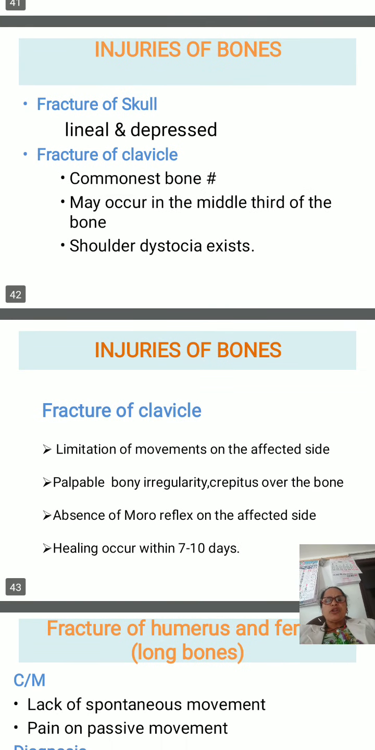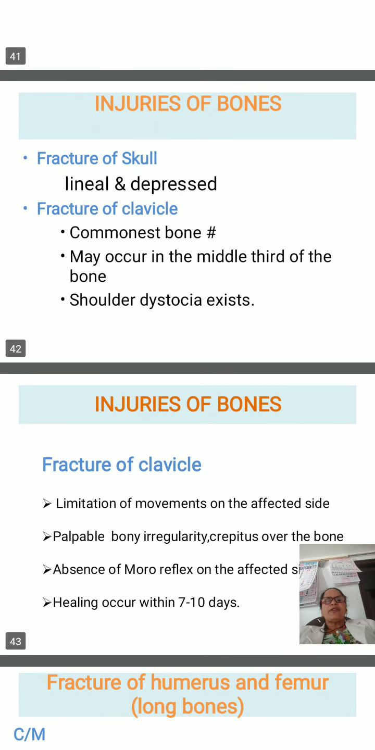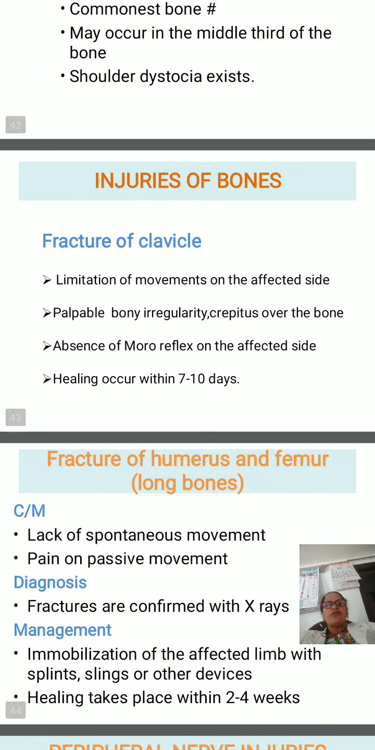Injuries to the bones. Fracture of the skull, linear or depressed. Then fracture of the clavicle, most commonly occurring in the middle third of the bone. Shoulder dystocia. Injuries to the bones like fracture of the clavicle. Limitation of the bones affected slides when the baby is delivered. During that time it will be affected.